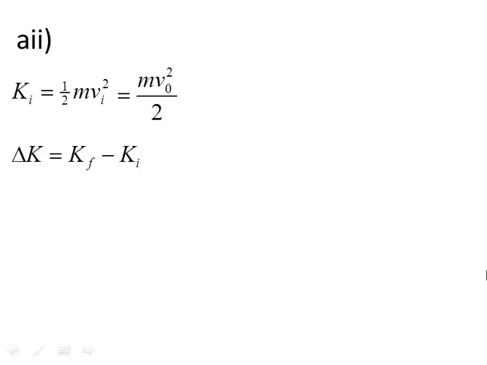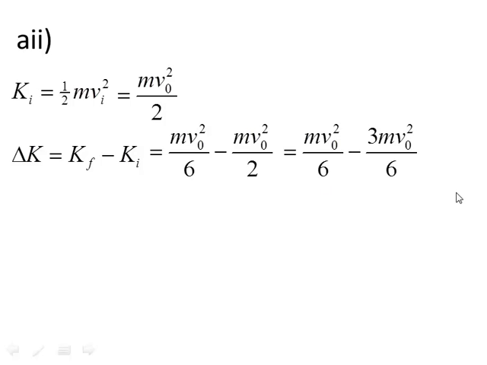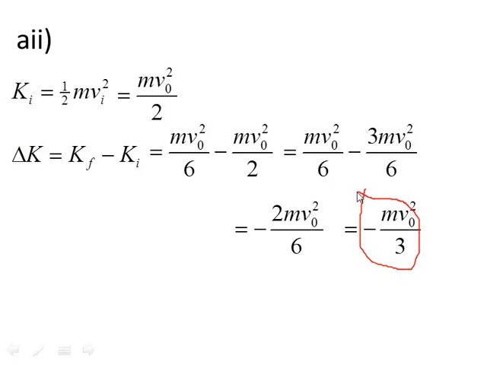We just solved for Kf, so it's going to be m v0 squared over 6 minus m v0 squared over 2. We want to put that over the least common denominator, so for this one we multiply both the top and the bottom by 3. We want to do this subtraction, and that'll end up being negative 2 m v0 squared over 6, and that will simplify down to negative m v0 squared over 3. So this is our final answer to part 2 of part A.